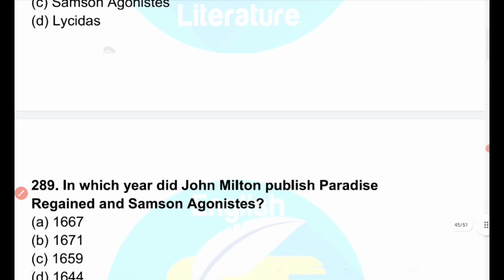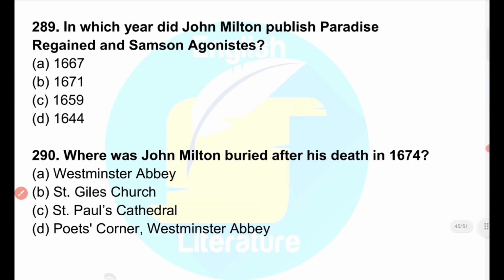In which year did John Milton publish Paradise Regained and Samson Agonistes? Option B, 1671. Both works were published together in 1671. Paradise Regained is a sequel to Paradise Lost, focusing on Jesus' resistance to Satan. Samson Agonistes is a tragic closet drama about the biblical figure Samson.